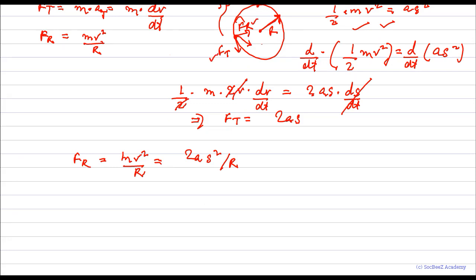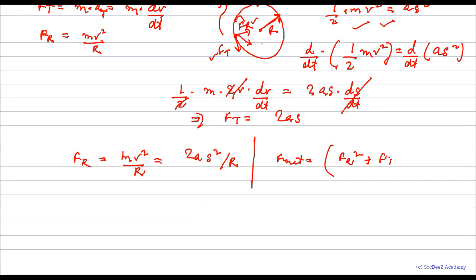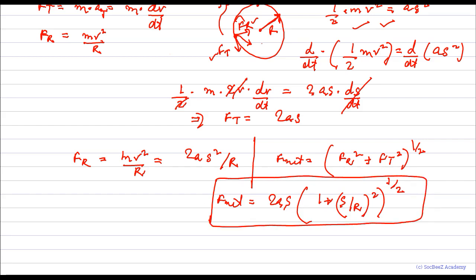So f net is going to be given by fr squared plus ft squared, whole to the power half. If I put in the values of fr and ft, I'll get the resultant value of f net. I'm not solving these equations; I'm directly writing down the answer. I hope that you would be able to solve the expression yourself. So I get f net as 2as into 1 plus s by r whole squared, whole to the power 1 by 2. This is the expression of the net force acting on the particle after it has traveled a distance of s.